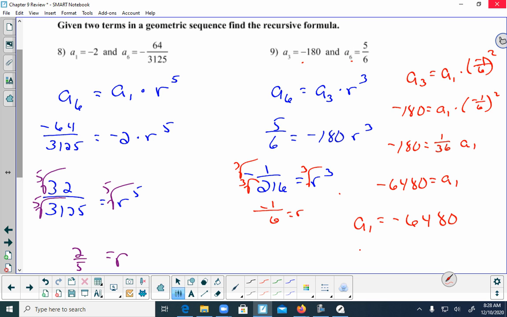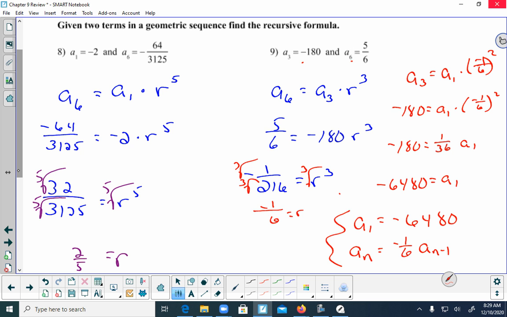Then my recursive formula is a sub n is equal to negative 6,480 times this negative 1/6. Is to get to the next term, I'm going to take negative 1/6 and multiply it by the previous term. Forgot what I was doing there for a second. And you need both parts.